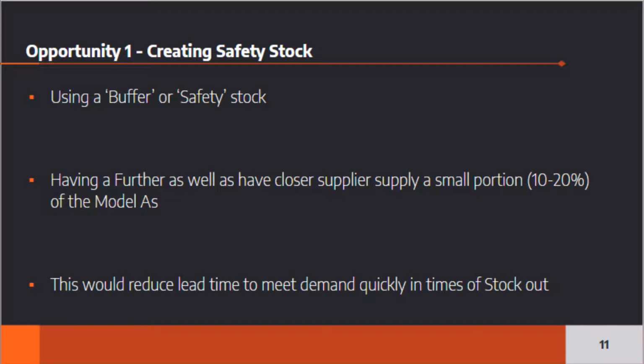We only did this 1 year and stopped doing it. Reintroducing and further implementation of this opportunity can be done as an insurance in case of stockout at the further location in future years. 10 to 20% of Model A's can be produced at the closer location in case of stockout at the further location and demand needs to be met quickly. This can reduce the lead time and help the further location catch up to the demand in times of need.